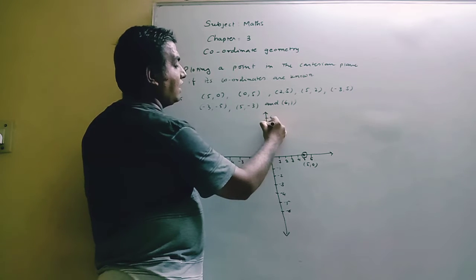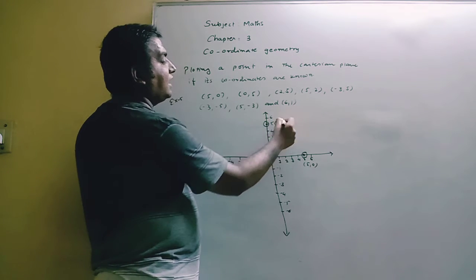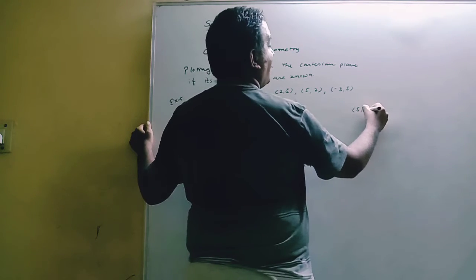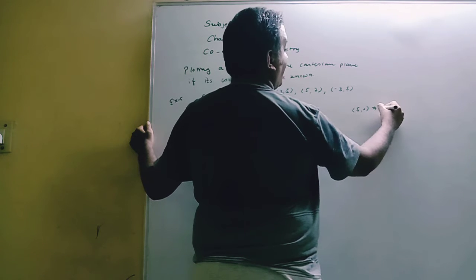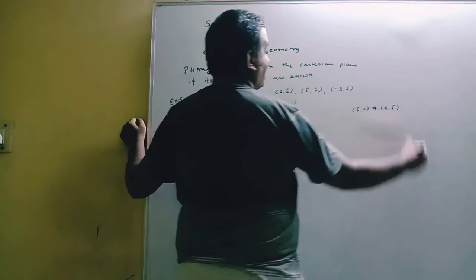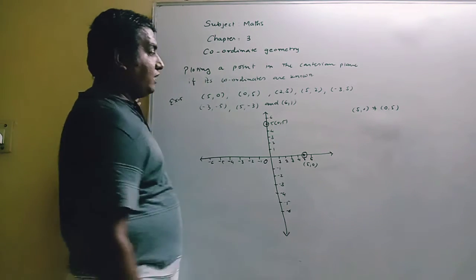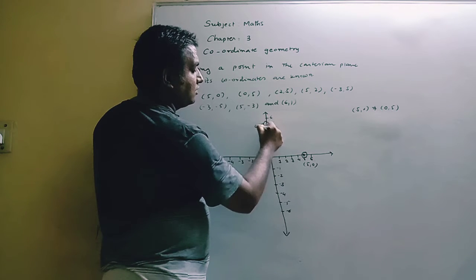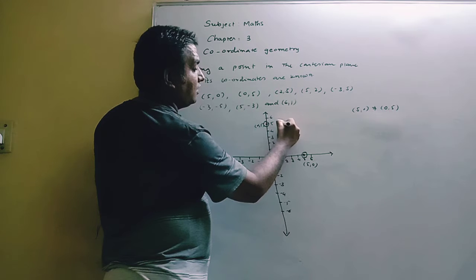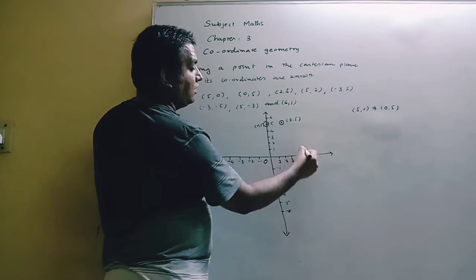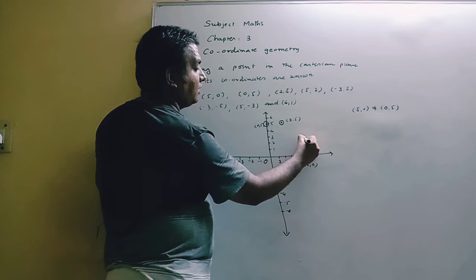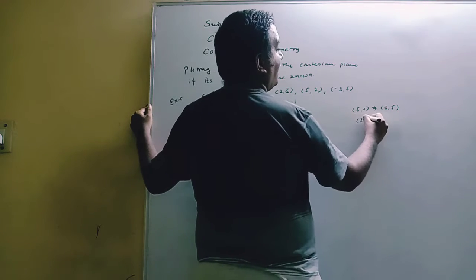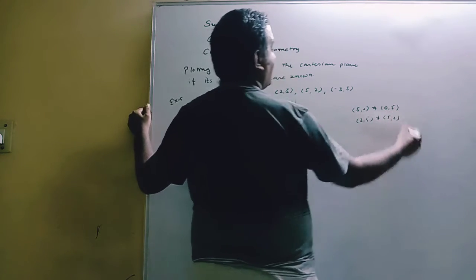Second is 0, 5. So we can see that the places of 5, 0 and 0, 5 are not equal. So we cannot write 5, 0 equals 0, 5; we write 5, 0 is not equal to 0, 5. Same way we mark 2, 5. So x is 2, y is 5, so it will come here, 2, 5. x is 5, y is 2, it will come here. And again we can see the places of 2, 5 and 5, 2 are not equal.